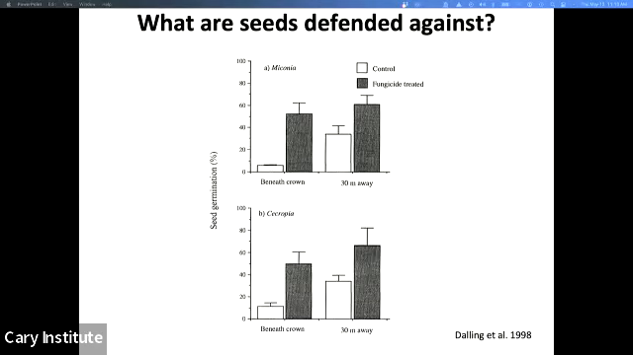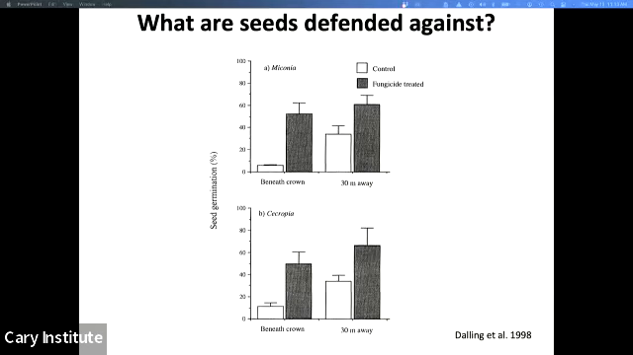And one of the things that we were really interested in, or actually my postdoc advisor, Jim Dalling, was interested in a few decades ago, is: what are those seeds in the soil bank defended against? What is the major driver of seed mortality in the soil seed bank? Let me get at that answer with these two charts. In these two charts, on the y-axis, we have seed germination, and then we have two different species of trees.